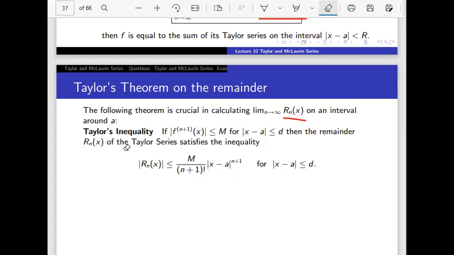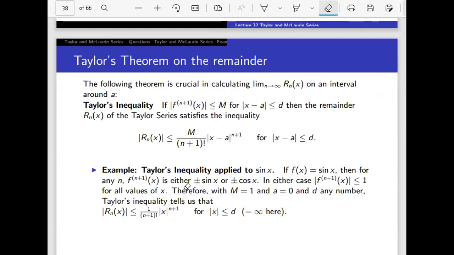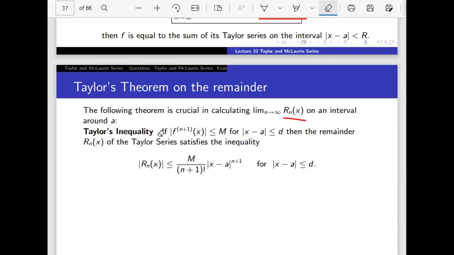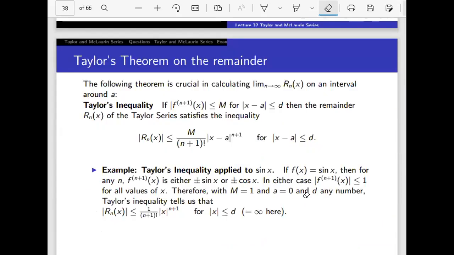Now we consider this one for our Octave program, coding, right? All right, this is the concept we are going to use. So let's do a small example to understand this theorem.